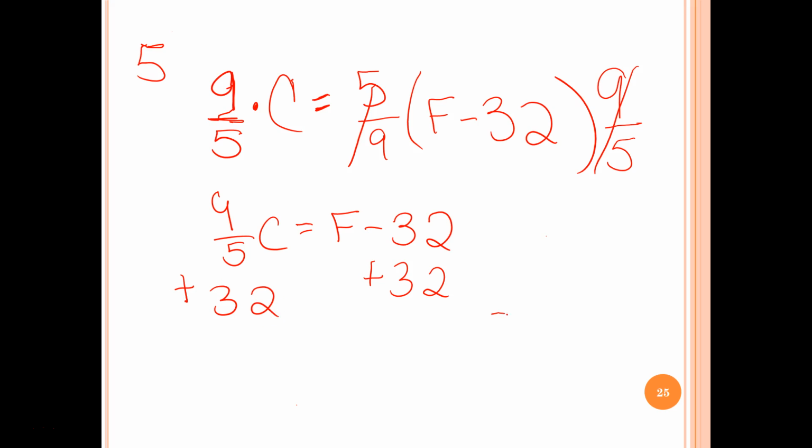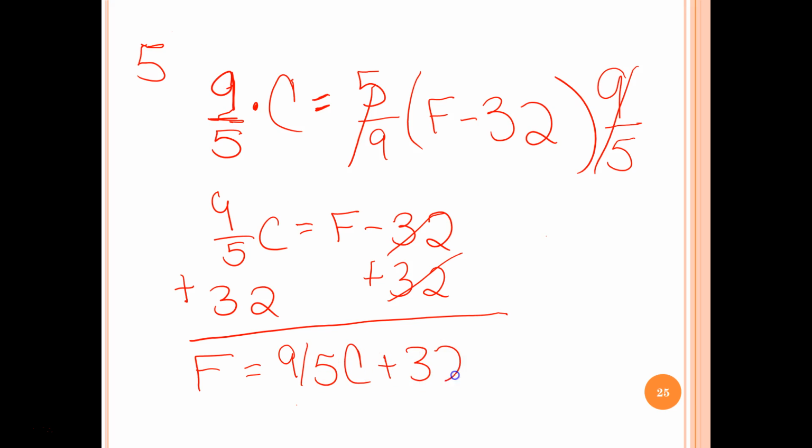Was not so bad. If you distribute, it's just going to take a little bit longer, but you'll get there and you'll have the right equation. It just may look a little different than this. In fact, I should say you'll have the correct formula. So F equals 9/5 C plus 32.